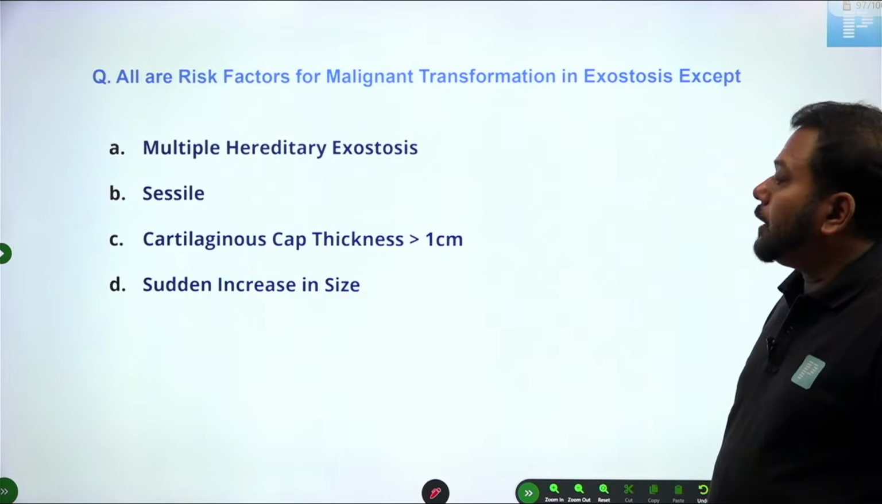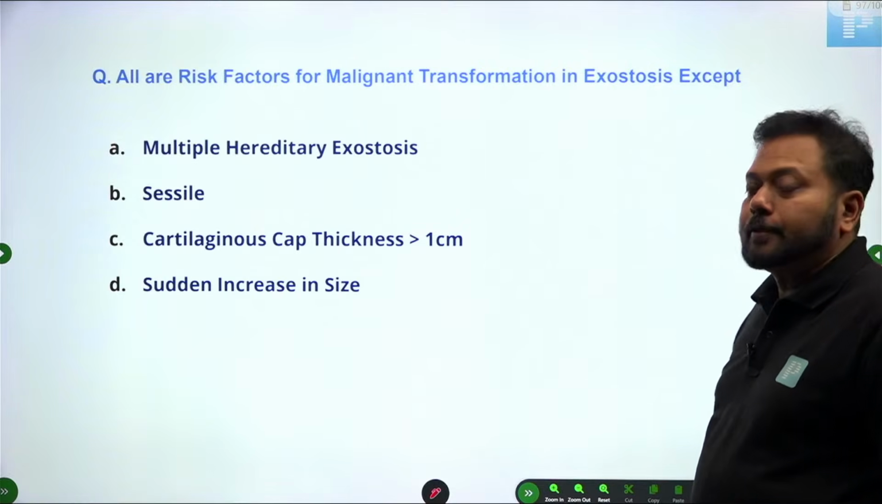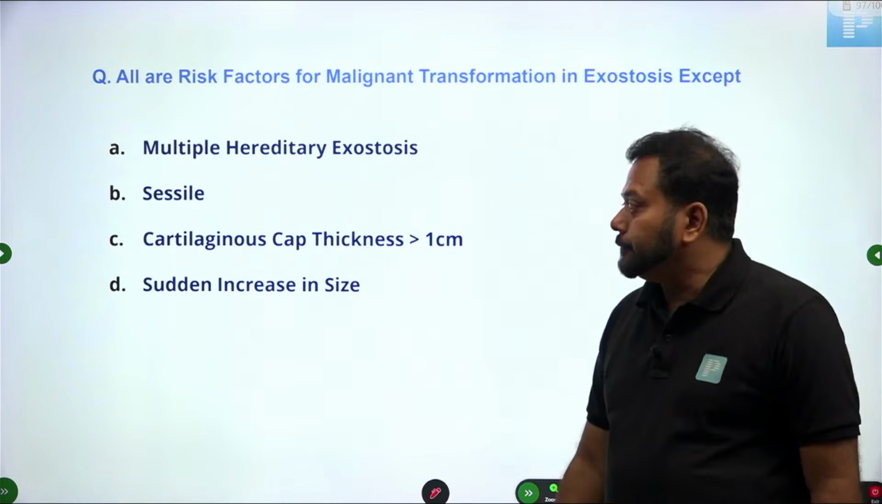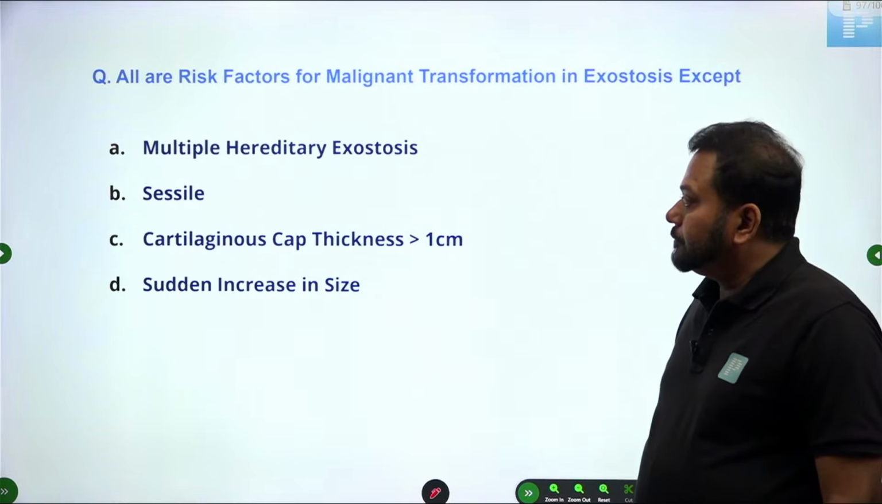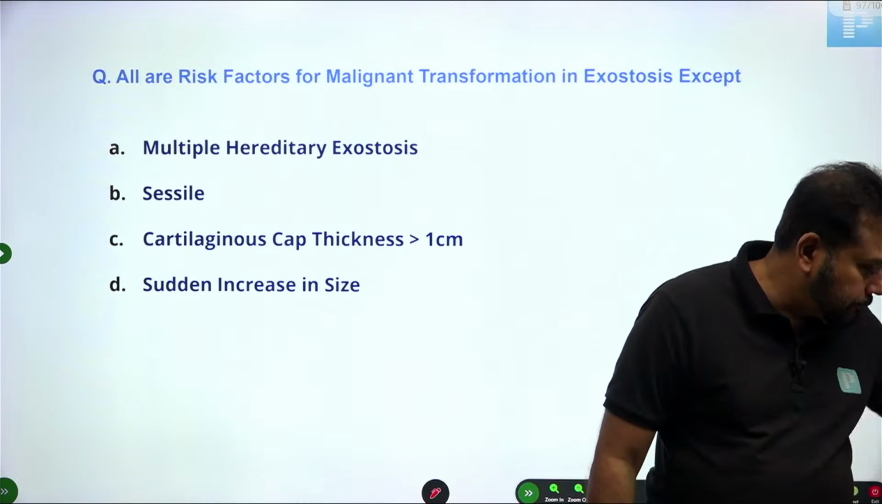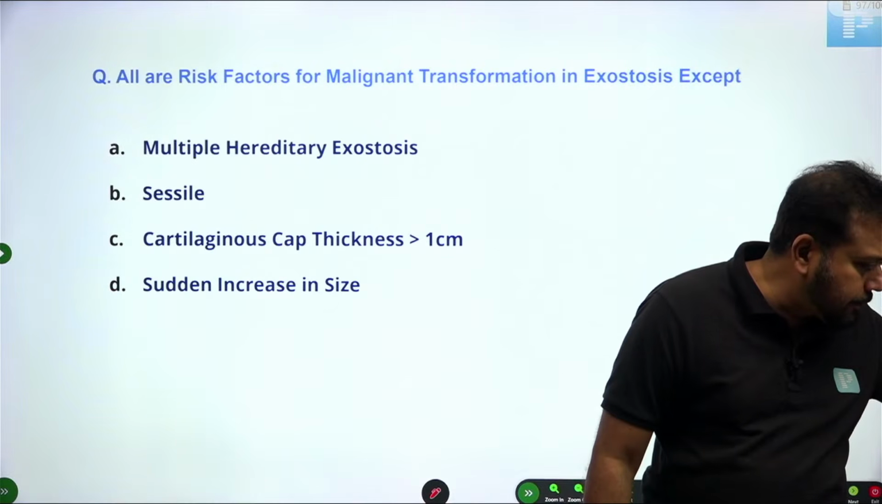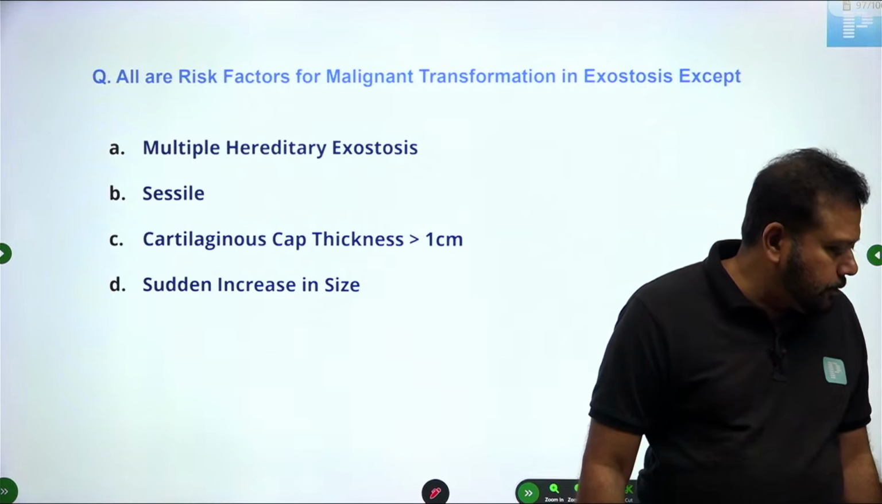Now, all are risk factors for malignant transformation of exostosis except. Very good. Many of you have answered moth-eaten also. Yes, very good.